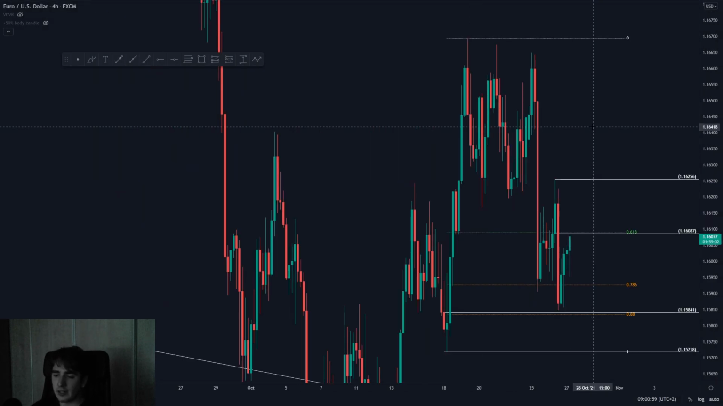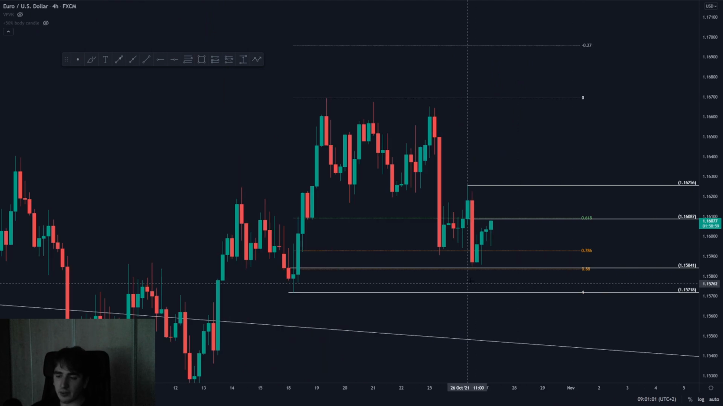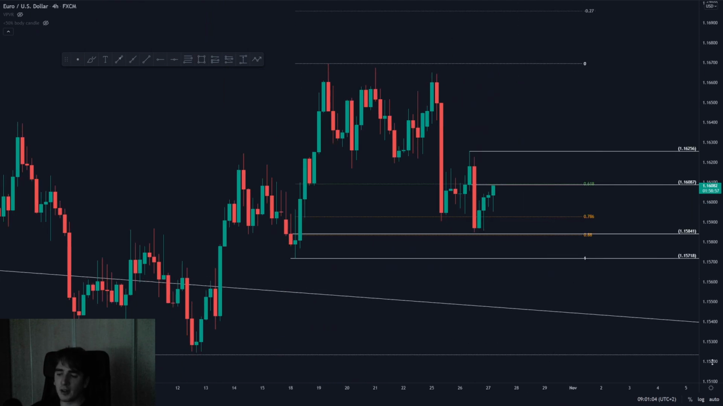So euro dollar currently just reacting, or just missing this area of 4 hour demand, which we had over here for me personally.